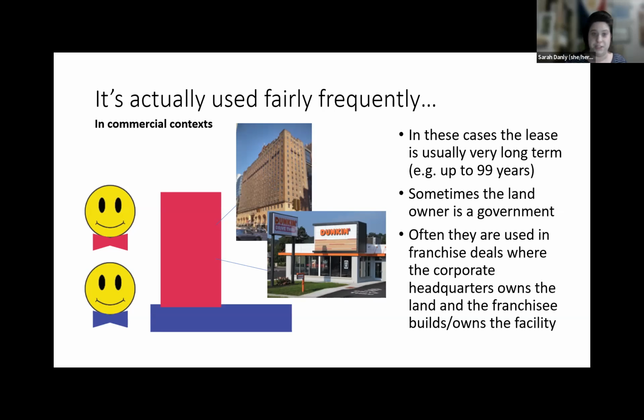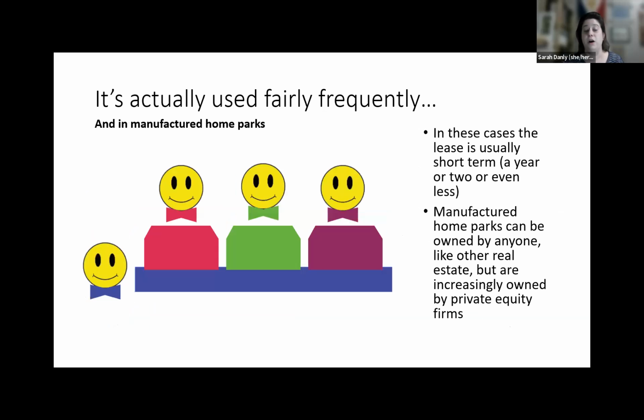From my internet research on this, I've discovered that often these are used in franchise deals where the corporate headquarters actually own the land and the franchisee rents the land and builds and owns the facility. Also used fairly frequently in manufactured home parks.